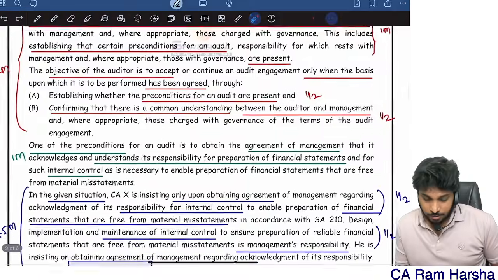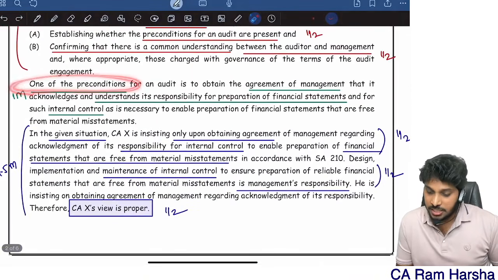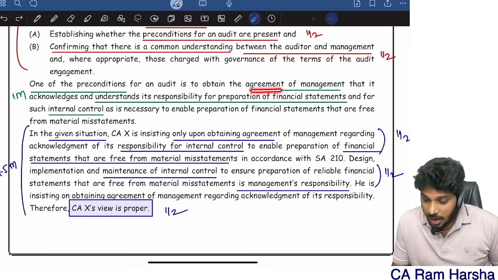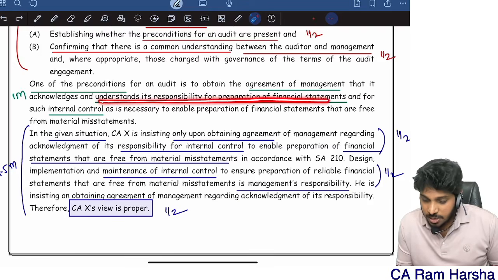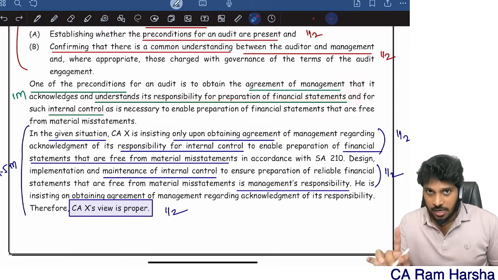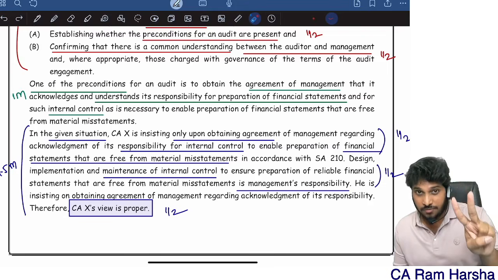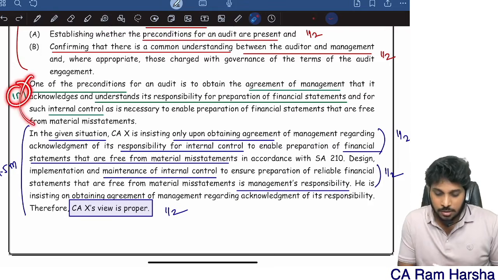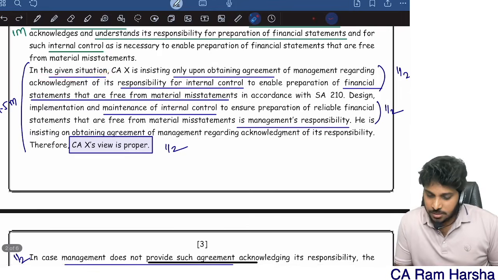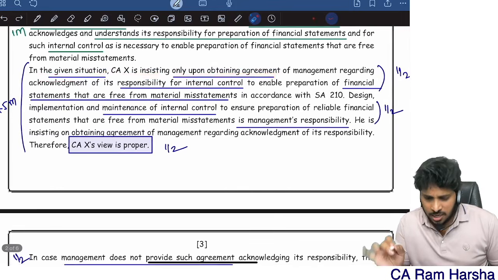This is the provision. Further, one of the preconditions is what? Agreement. Management has to agree for what? They need to acknowledge and understand their responsibility for preparation of financial statements and internal control. These 2 points, responsibility for preparation of financials and internal control, management has to agree. That is one of the preconditions. For that, 1 mark. Finally, in the given case, X is insisting upon getting agreement of the management regarding responsibility for internal control and financial statements.